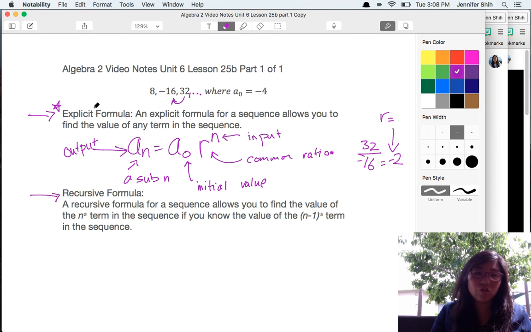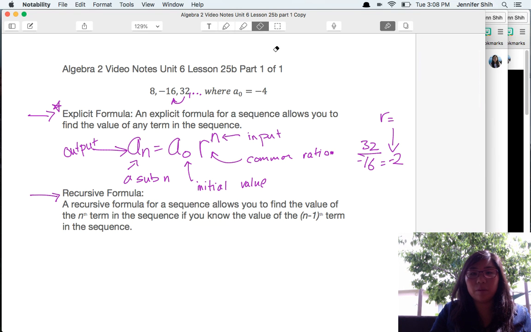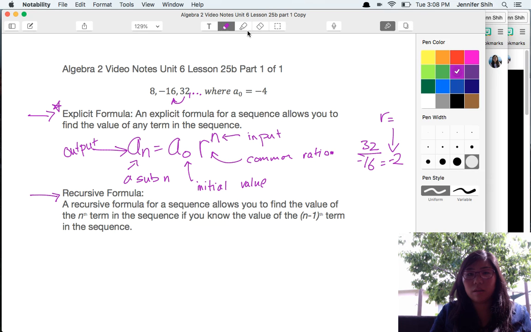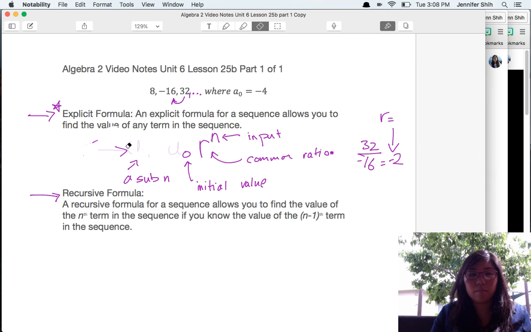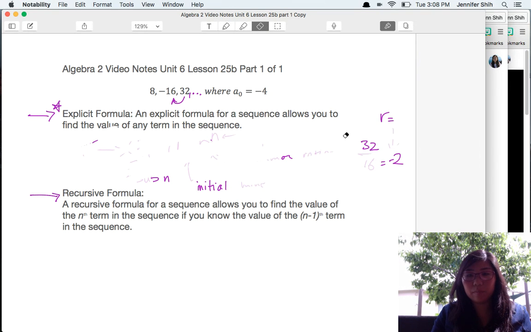Okay, let's try writing an explicit formula for this sequence here. I'm going to erase everything. Okay, this is not a very long video. We're just going over these two things.